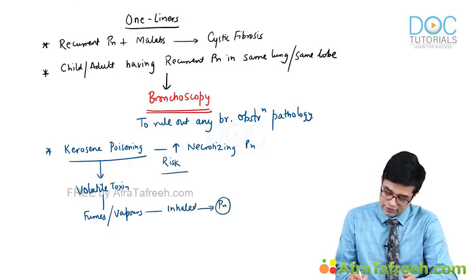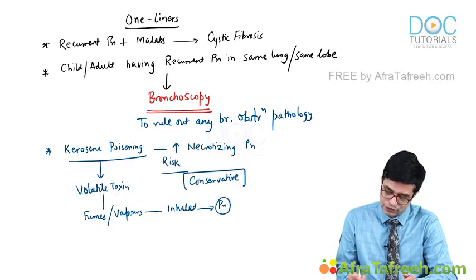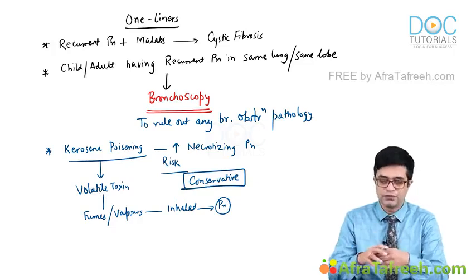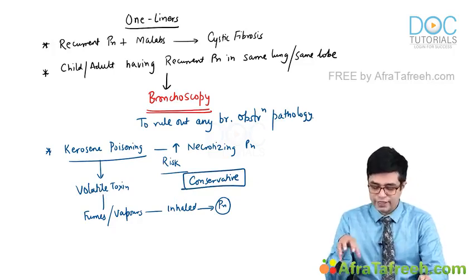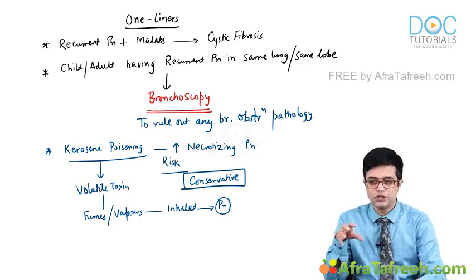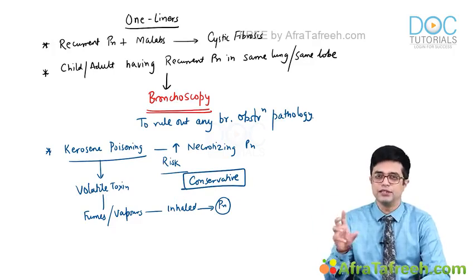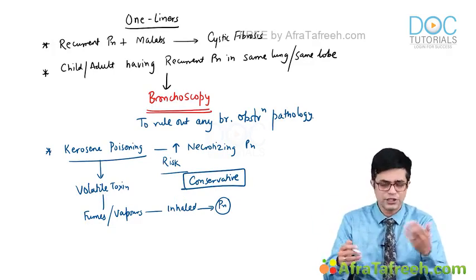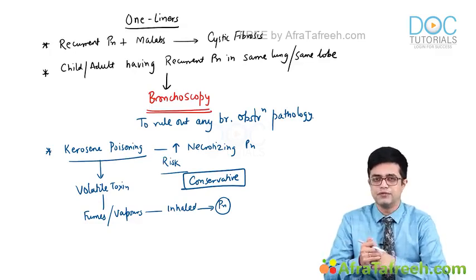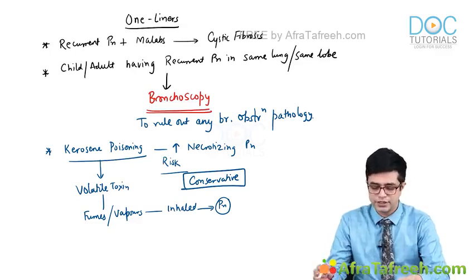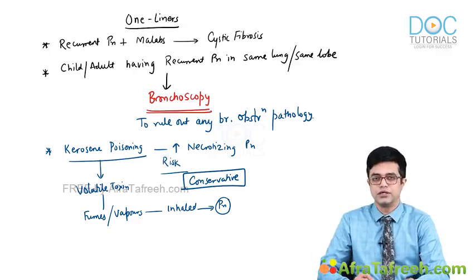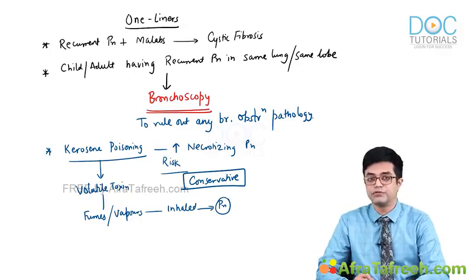But conservative management is needed in most of these patients. To avoid any formation of vapors or chances of aspiration, whenever a kerosene poisoning patient presents to you, you should not do any gastric lavage, and you should not induce any vomiting in the patient. This is something you must have read in your forensic medicine part. So this finishes the discussion of pneumonias in children. Small topic, extremely important for your exams.